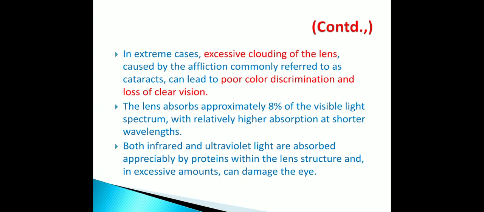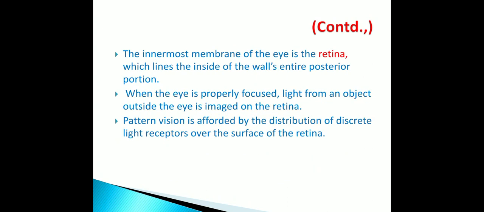Excessive clouding of the lens caused by the affliction commonly referred to as cataracts, as we know, leads to poor color discrimination and loss of clear vision. The lens absorbs approximately 8% of the visible light spectrum, with relatively higher absorption at shorter wavelengths. Both infrared and ultraviolet light are absorbed appreciably by proteins within the lens structure, and in excessive amounts can damage the eye.